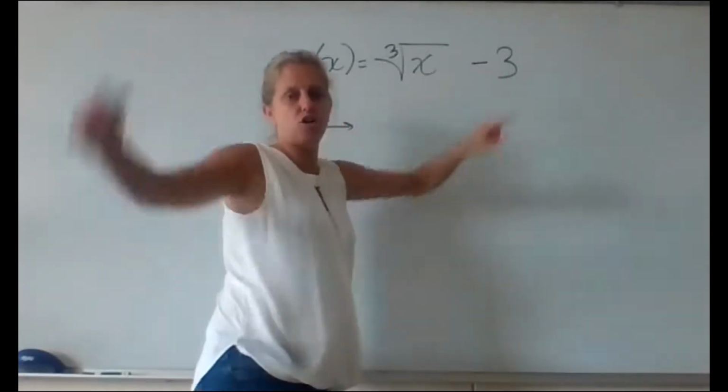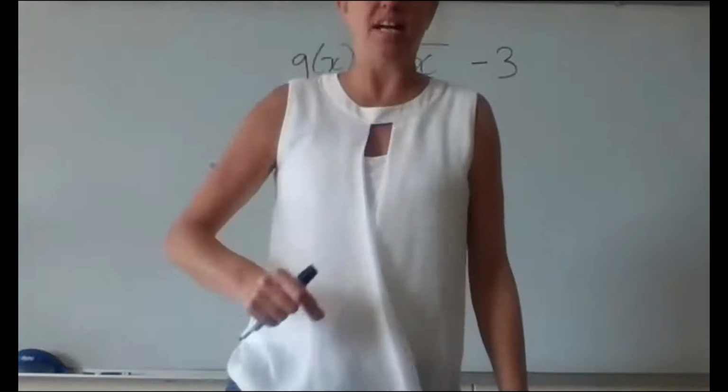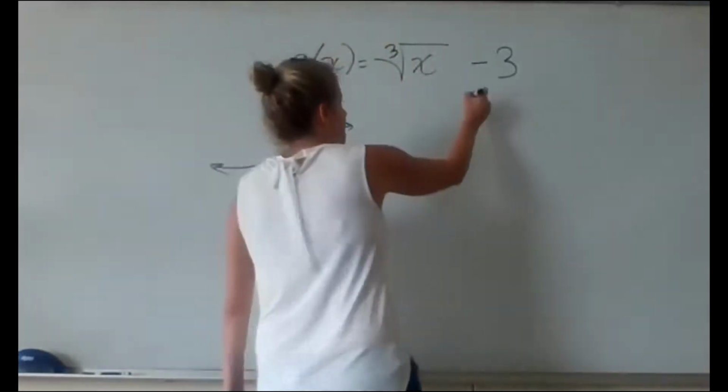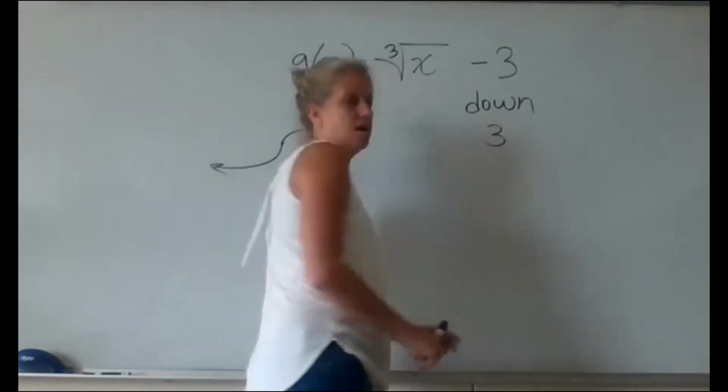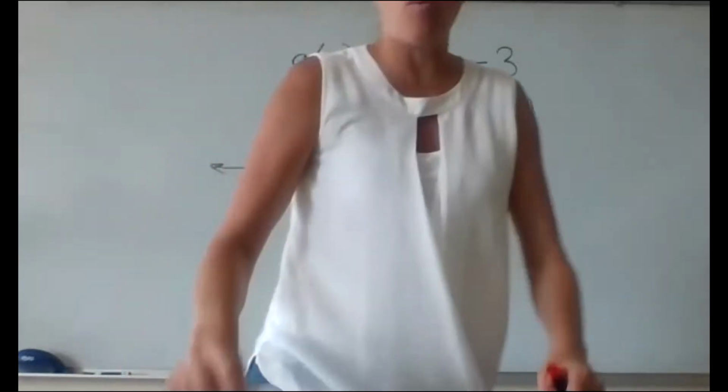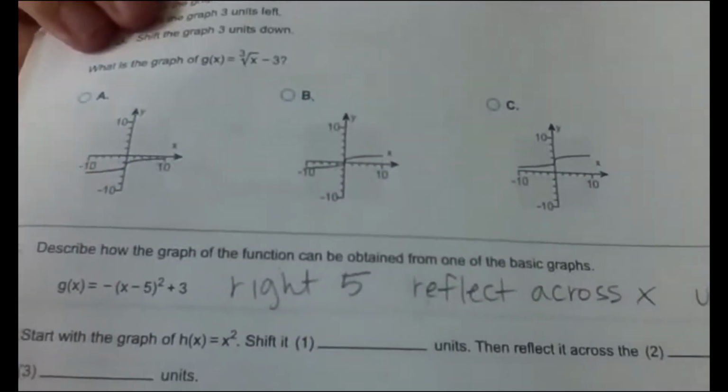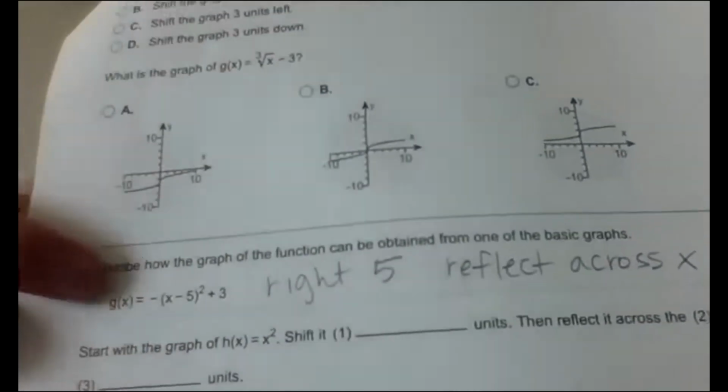So this one's going to be a vertical shift, right? Up or down. Outside numbers are up or down. You go with the sign, which would mean this needs to be shifted down 3. So you pick the one that has the cube root of x graph. They all have the cube root of x graph. The one that's been shifted down 3 would be this A.